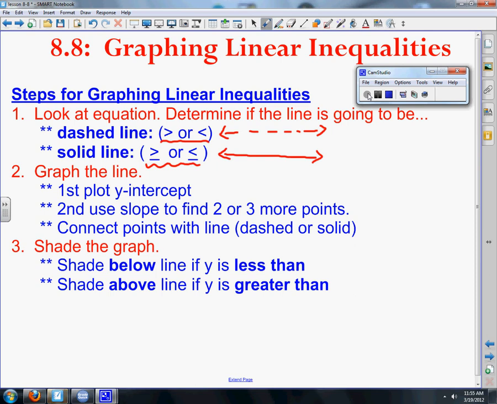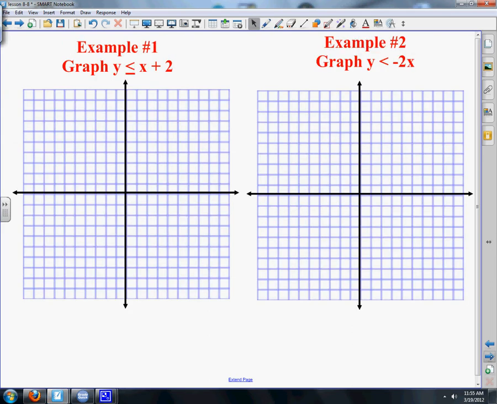Same as graphing lines, with inequalities you first plot the y-intercept and then you use the slope to find 2 or 3 more points, and then you're going to connect the points together with a line, either dashed or solid. Then the third step, which is different from graphing equations, is you're going to shade the graph. You'll shade below the line if y is less than, and you're going to shade above the line if y is greater than. So let's look at some examples.